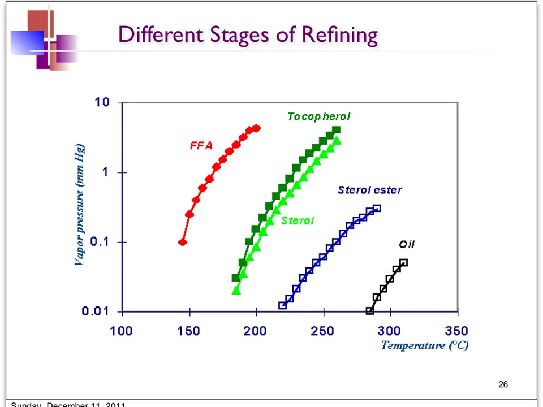when compared to oil. So we can see here, this is a plot of vapor pressure against different temperature. We can see for the oil, it requires high temperature to make it volatile, whereas free fatty acid, which is a smaller compound, is more volatile even at lower temperature. So the different degrees of volatility at different temperatures enable these different components to be separated from the oil.